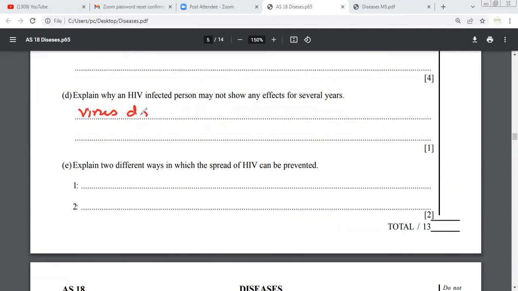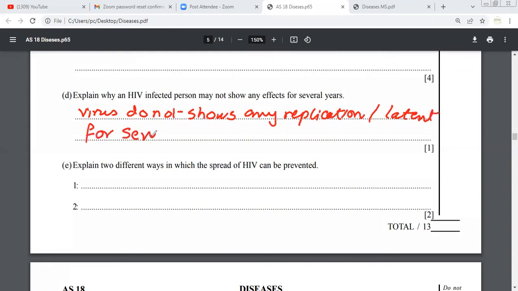The virus does not show any replication, latent for several years. Okay. As I explained, there are different ways in which the spread of HIV can be prevented.